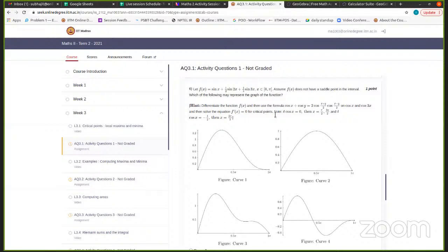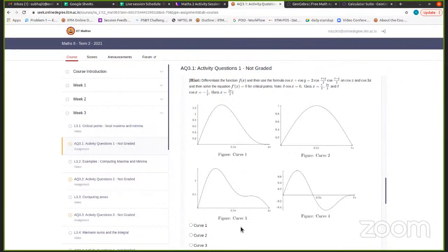It is given that fx does not have a saddle point. Yes, sir. You have to assume that fx does not have a saddle point. Then you have to check which one may be the correct option. If you see curve 3, you can observe that there is a saddle point at this position. So you can eliminate that option by seeing it.